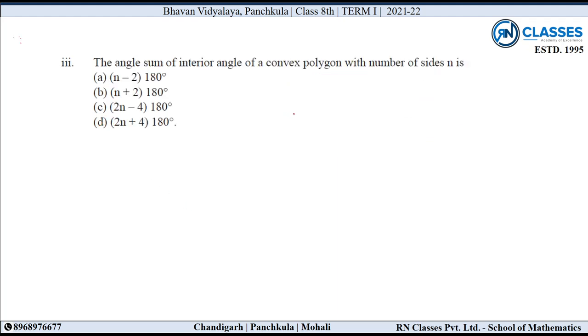Moving on to part 3 of the question. The sum of interior angles of a convex polygon with the number of sides as n. Convex polygon, koi bhi angle 180 se zyada nahi hona chahiye. That means it's a convex polygon. Sides are n, sum of all interior angles. How do we find? We need to know how many triangles are there. How many triangles will be there with n sides? N-sided polygon, n minus 2 triangles will be there, right? And angle sum property into 180. So n minus 2 into 180. A part is n minus 2 into 180. That's it. A part is the right answer.